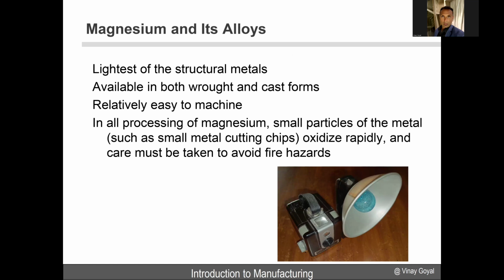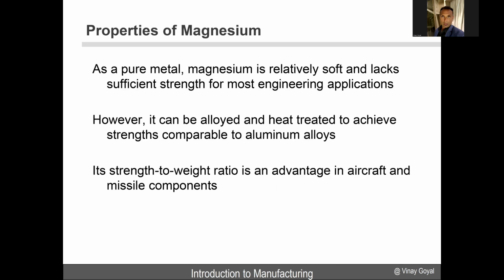It's the lightest of the structural metals. It is available in both wrought and cast forms, and relatively easy to machine. In all processes of magnesium, small particles of the metal oxidize rapidly, and care must be taken to avoid fire hazards. So the nice thing about magnesium is that it's easy to machine. You also have multiple ways you can get this material, wrought or cast, so very beneficial. As for the properties of magnesium, it is relatively soft. It lacks sufficient strength for a lot of applications, but if you alloy it and heat treat it, you can get very similar properties to aluminum.